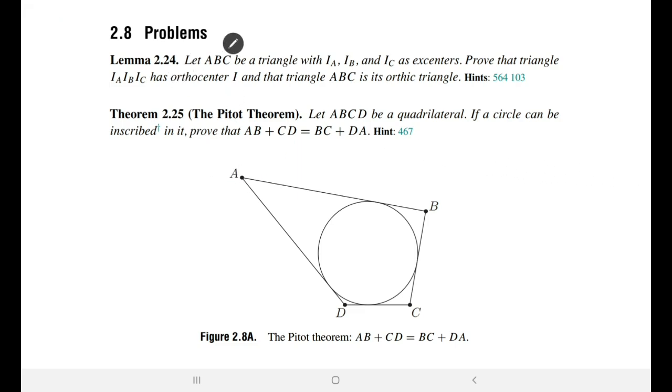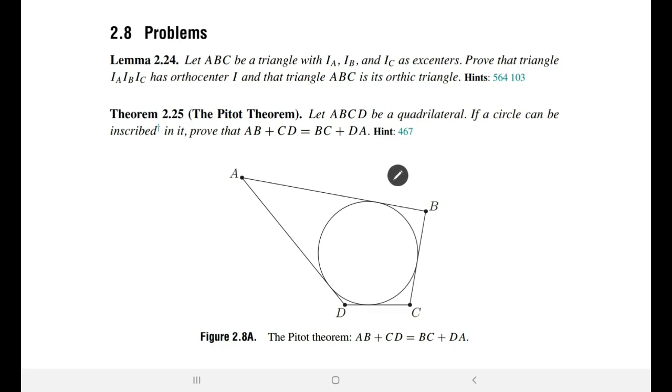Okay, this one here is easy. Make sure you solve it on your own. For this theorem, actually, the Pitot theorem is really very famous and very important to keep in mind. It's a technique to handle quadrilaterals that have an incircle. So, for example, as you can see here, ABCD is a quadrilateral, a random one. They are telling us that there is a circle inscribed in it. If we know this, then automatically we know that AB plus CD is equal to BC plus AD. So the sum of opposite sides are basically equal.